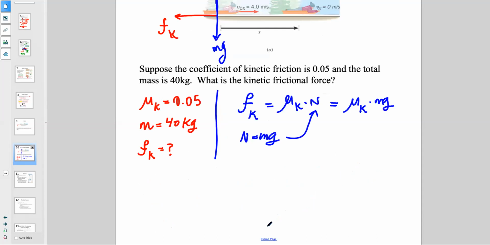So now I have F k equals mu k, which is 0.05, times m, which is 40, times g, which is 9.81. Whatever this F k is, you can put it in the calculator and find it. It will be in terms of newtons, okay? It's a force, so it has to have the units of force, which is newtons.